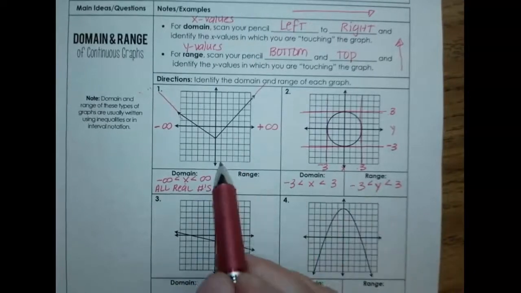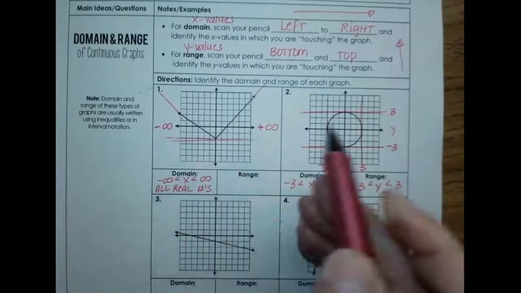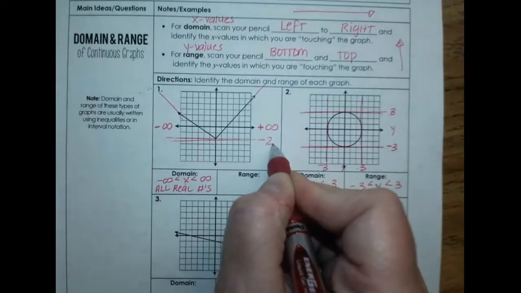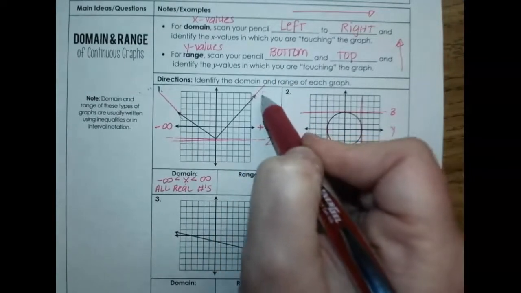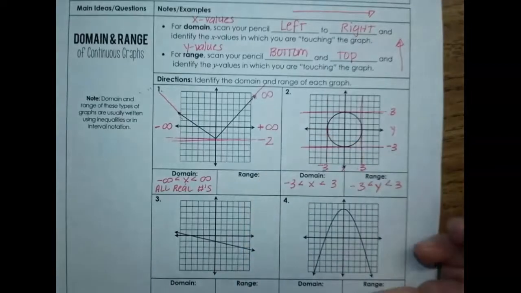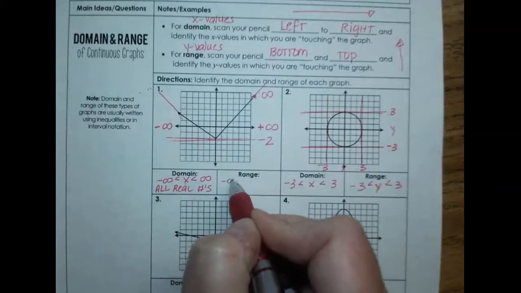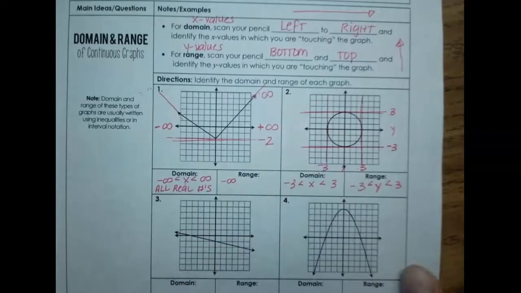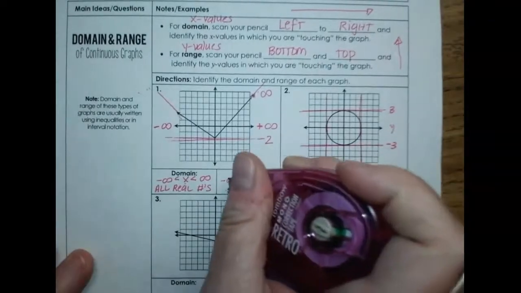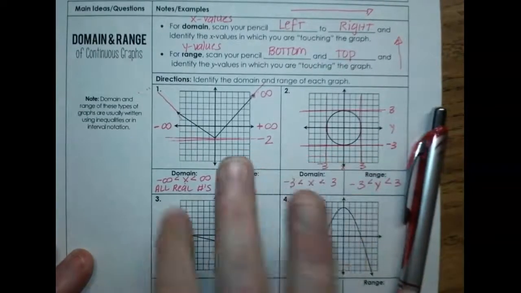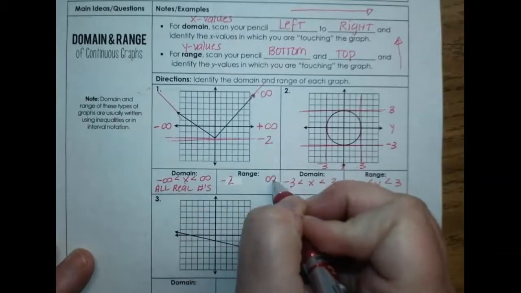Now our range, we have a very lowest point. It's right here. The graph doesn't go past that y value, which is -2. But on this side, it's never going to stop going up. So it's going to go into positive infinity on this side. So my y values are between -2 and positive infinity.